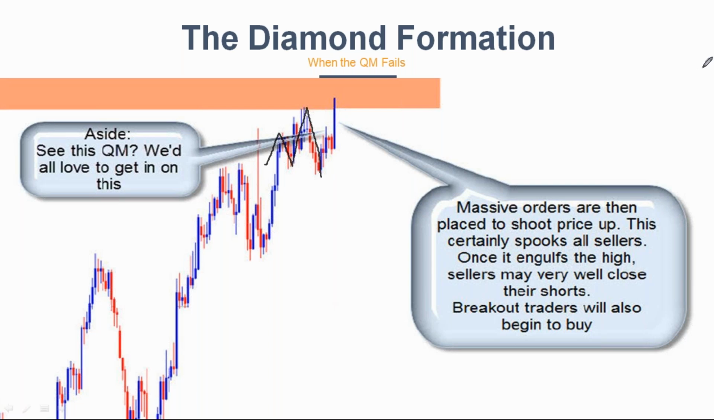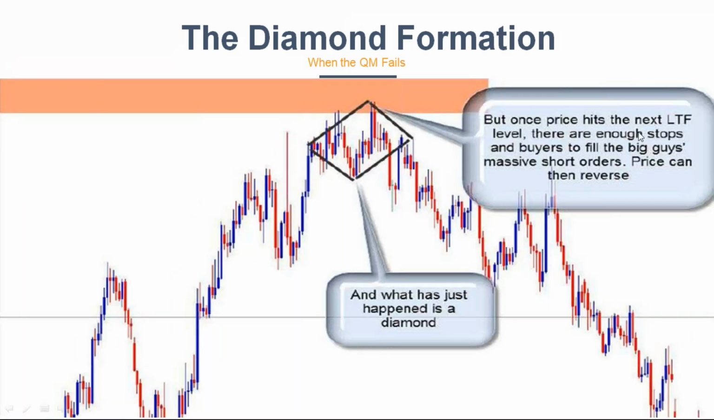Now what happened? Price has gone up. Then massive orders are placed to shoot up the price. This certainly spooks all sellers. Once it engulfs the high, again it will go and eat all the stop losses. Breakout traders will again begin to buy at higher high. And then what happens? You can mark it here. This is clear for you.